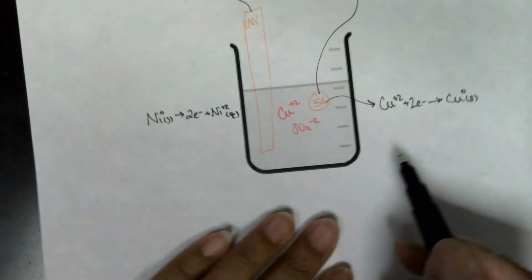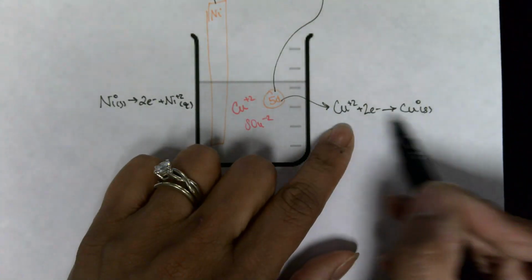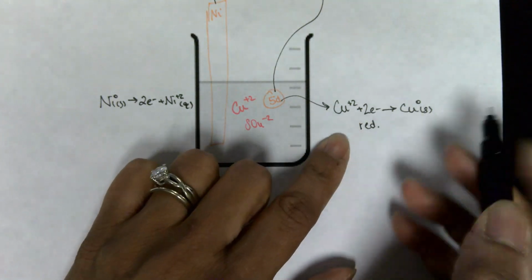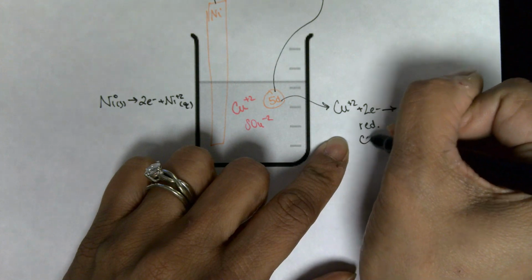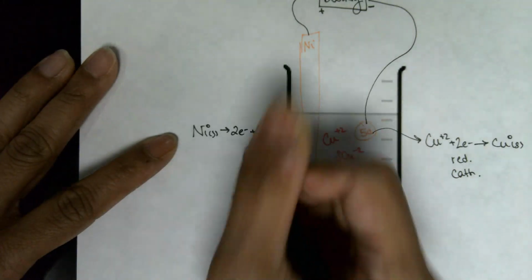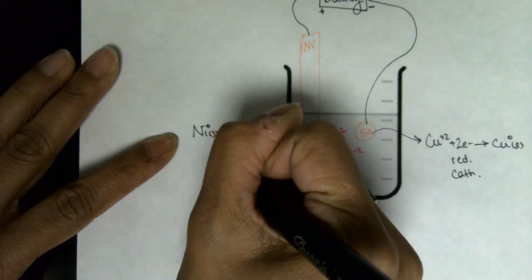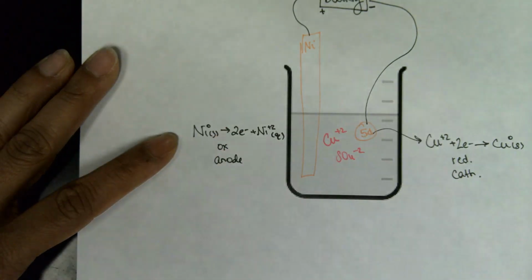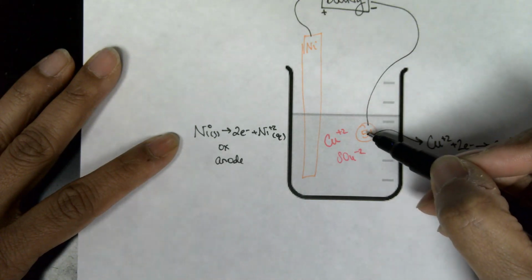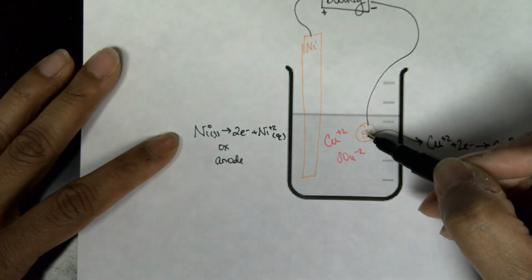Let's see, I'm sorry. I know I'm moving all over the place here. This is undergoing reduction because my electrons are in the reactants. So this is the site of my cathode. Over here, this is undergoing oxidation. So this is my anode. So again, electrons are flowing from the anode over to the cathode. And that same thing happens for each one of them.